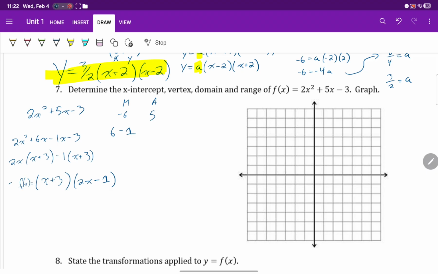All right, so my x-intercepts here are at negative 3 and 1 over 2 based on those brackets. So I'm going to plot those. So I get negative 3, which is right here, and 1/2, which is right here.